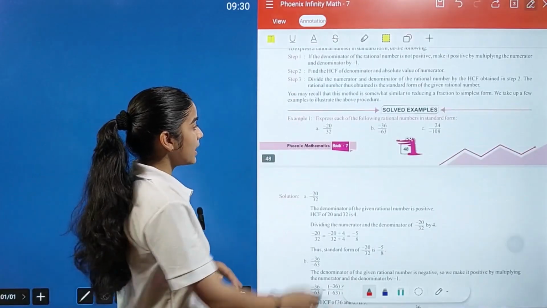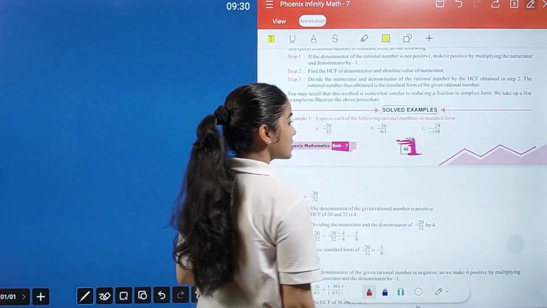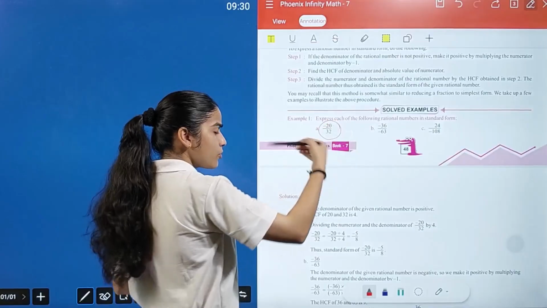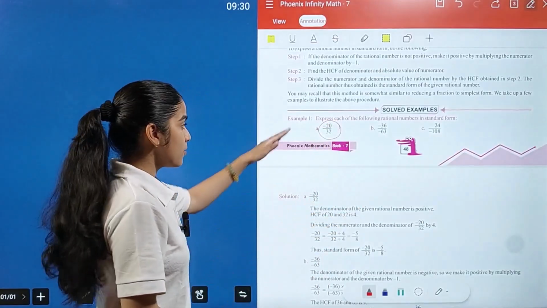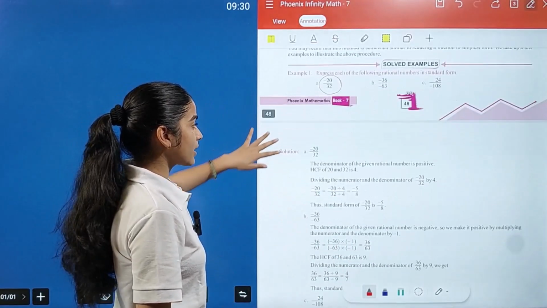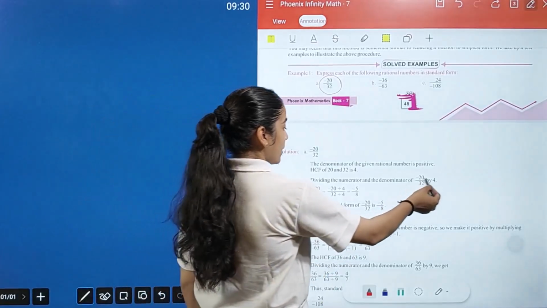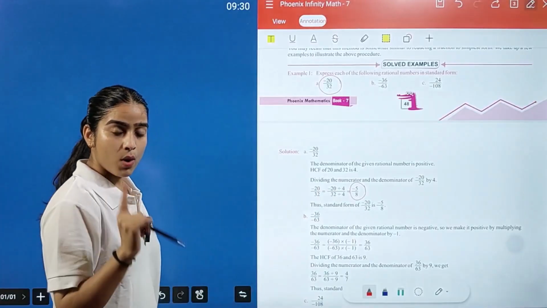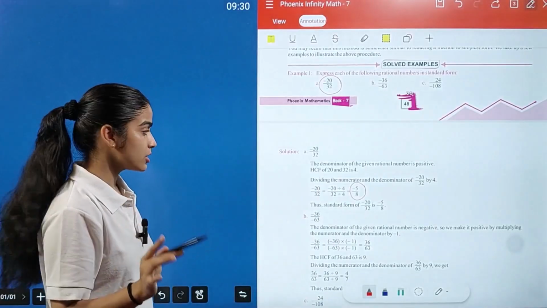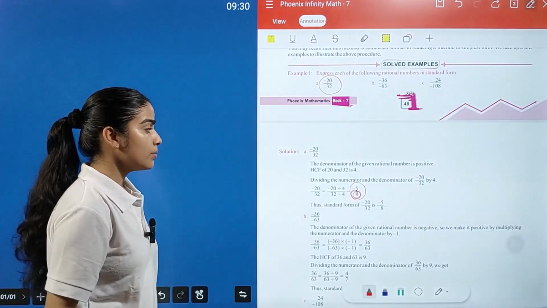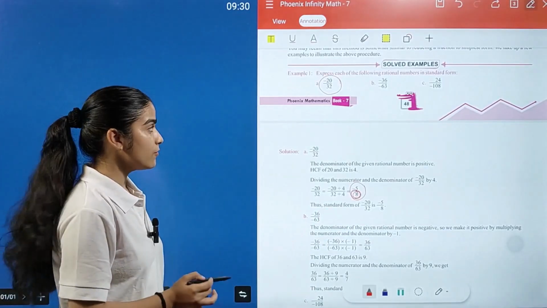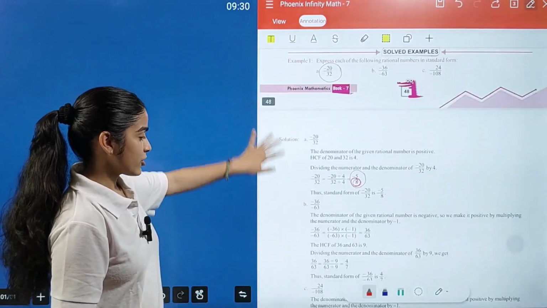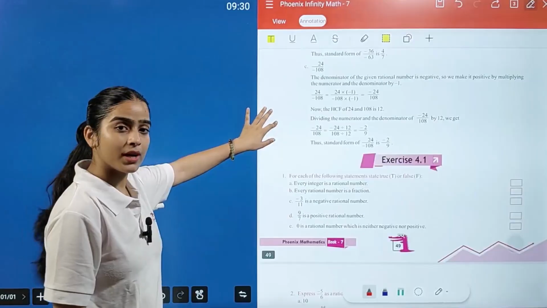So for example, express each of the following rational numbers in standard form. Minus 20 upon 32. So you have to reduce it so that both have the common factor only 1. So dividing by 4, you will get minus 5 by 8. In 5 and 8, we only have one common factor, which is 1, and your denominator q is positive. It means we fulfill the standard form conditions of our rational number. Okay, so simply you have to do this.